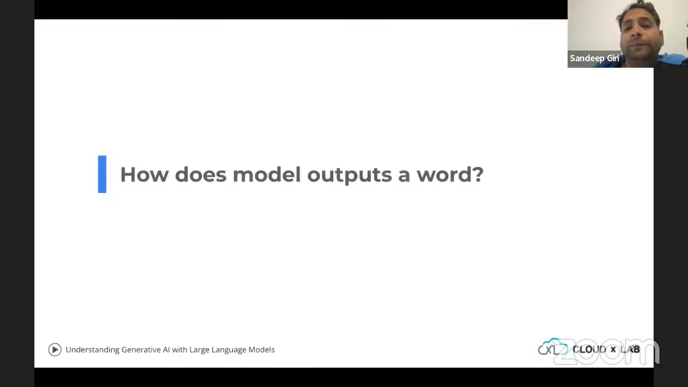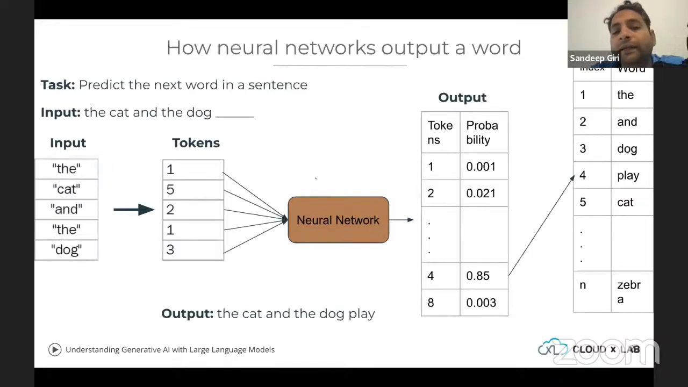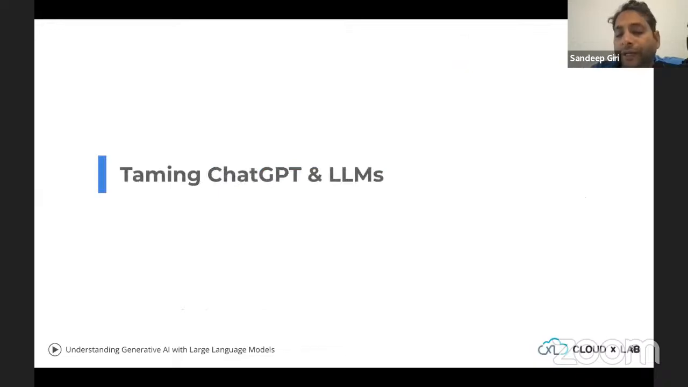So I hope everybody is clear about how the neural network works. There's a training phase, there's an inference phase, and it learns by changing these weights in a certain clever fashion, and that algorithm is called gradient descent and backpropagation. And then it basically gives out the next word and so on. And now, with this, let's learn about how to utilize ChatGPT and LLMs in your favor.